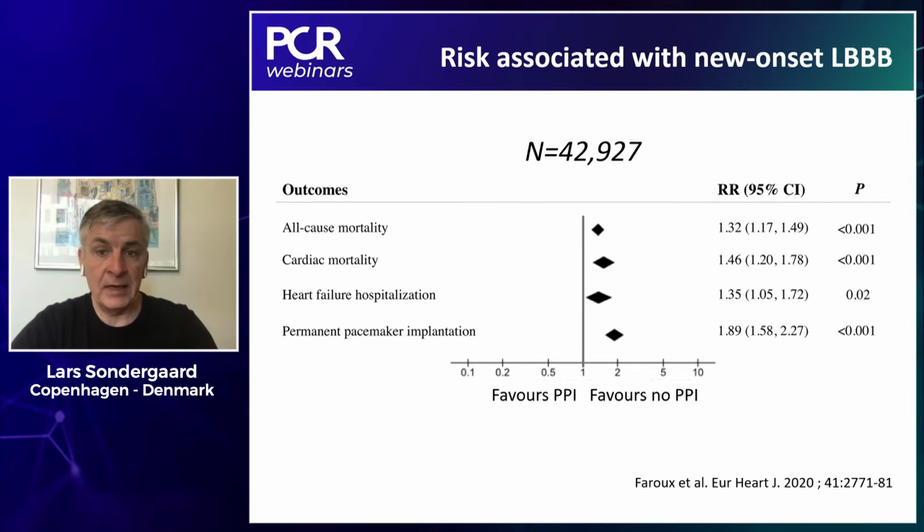Again, the same meta-analysis now here, more than 40,000 patients. And you can see new left bundle branch block is associated with higher all-cause mortality, higher cardiac mortality, higher rate of hospitalization for heart failure, and also a higher risk for subsequent need for a permanent pacemaker. So I think there can be no discussion that we should try to keep the rate of conduction abnormality as low as possible after TAVI.